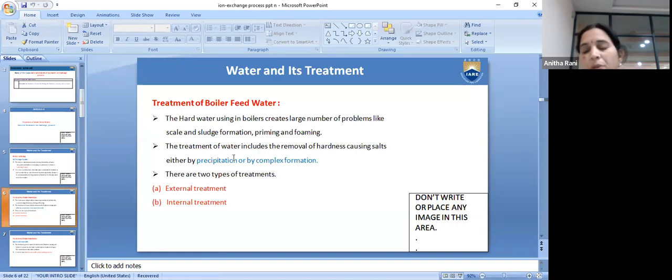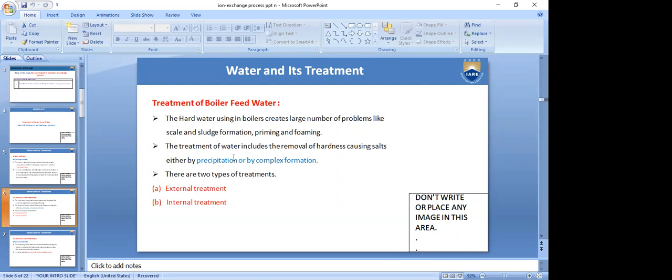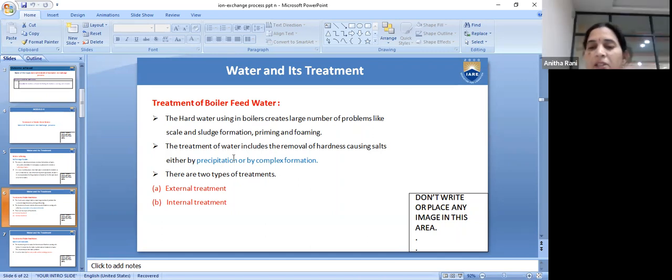What complex is formed when we use EDTA? A colorless, stable complex: calcium EDTA complex and magnesium EDTA complex. So it is not harmful; that water we can use. So the treatment of water includes the removal of hardness-causing salts, either by precipitation method or by complex formation. In two ways it is possible to convert hard water into soft water.